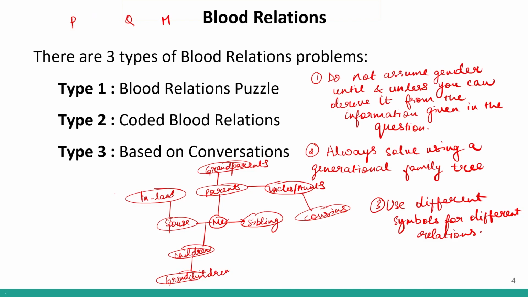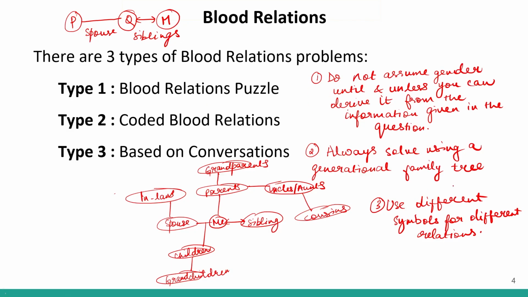For example, let's say P and Q are spouses. To specify spouse, I use a single line. And to specify siblings, I use a two-headed arrow. These are my personal annotations. So you can either follow this or you can make your own also to make the question easier.